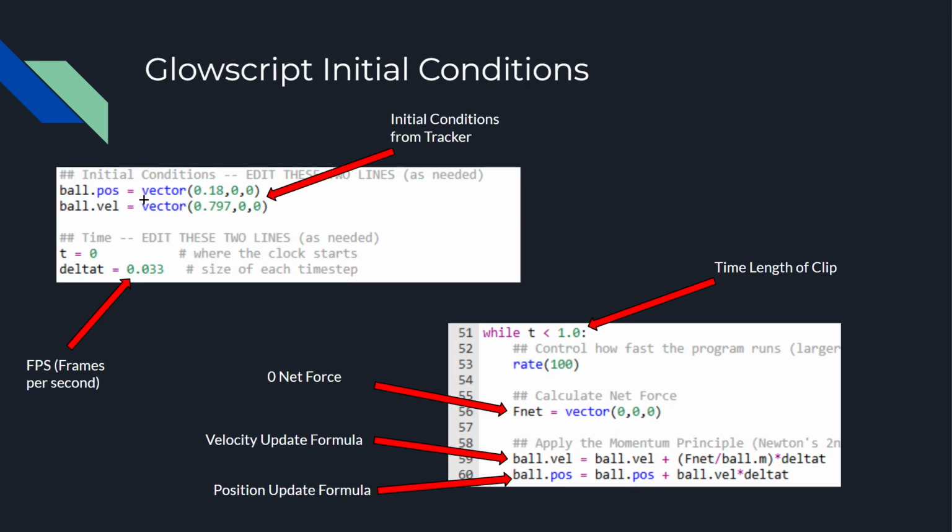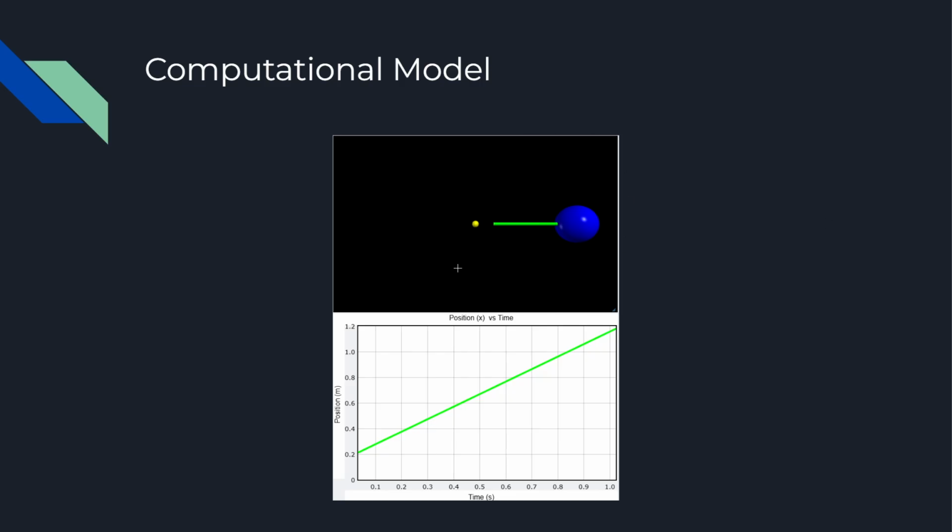For the GlowScript initial conditions, we plugged in the same values, so it started at 0.18 meters with about 0.8 meters per second for the velocity. We started at time equals 0, and the size of each time step was 0.033 seconds, based on the frames per second. The whole clip length was about 1 second, and there was zero net force on the glider. Then we used the velocity update and position update formulas to determine where the glider was at each time step. And this is what the computational model looked like.